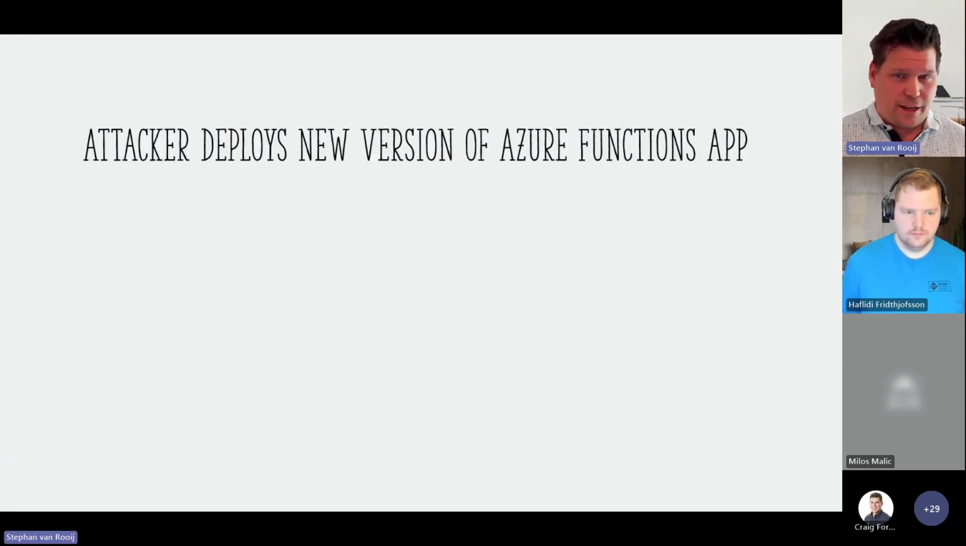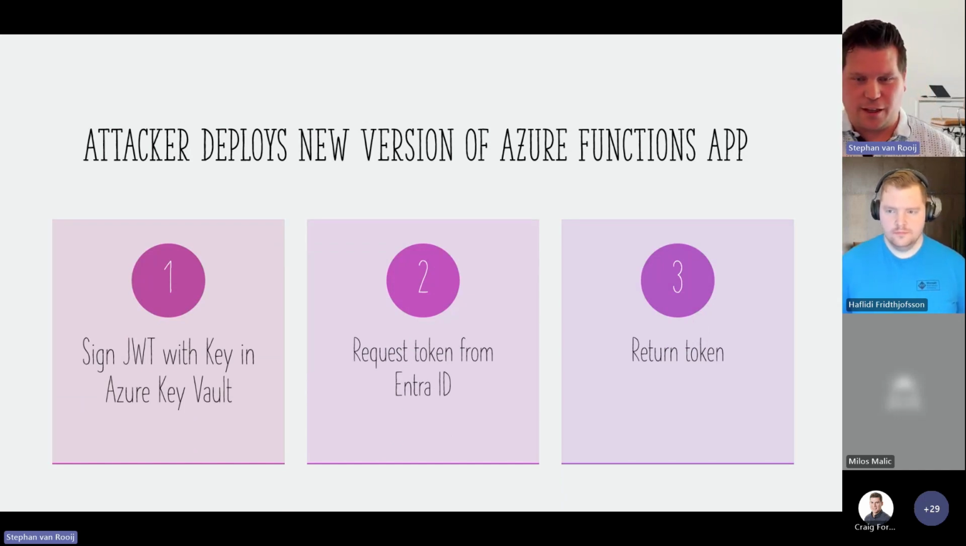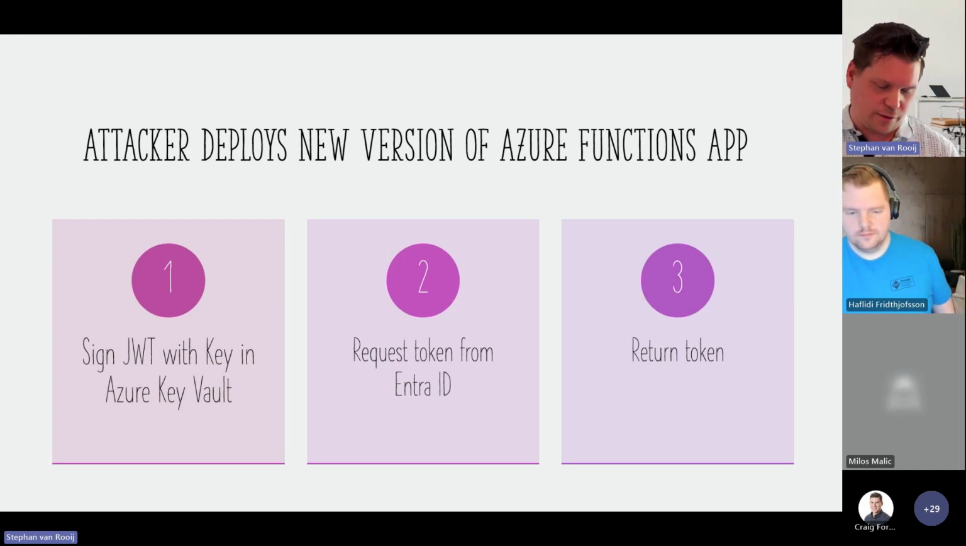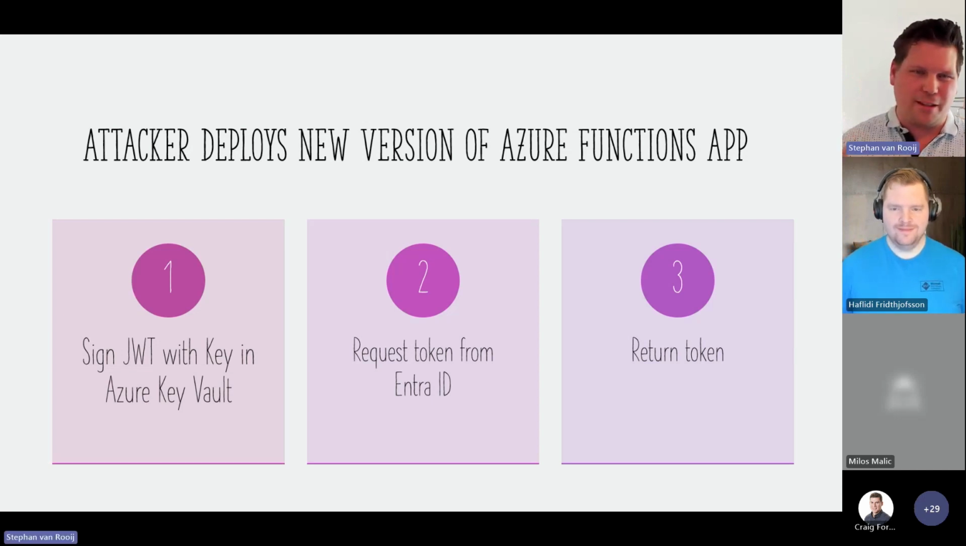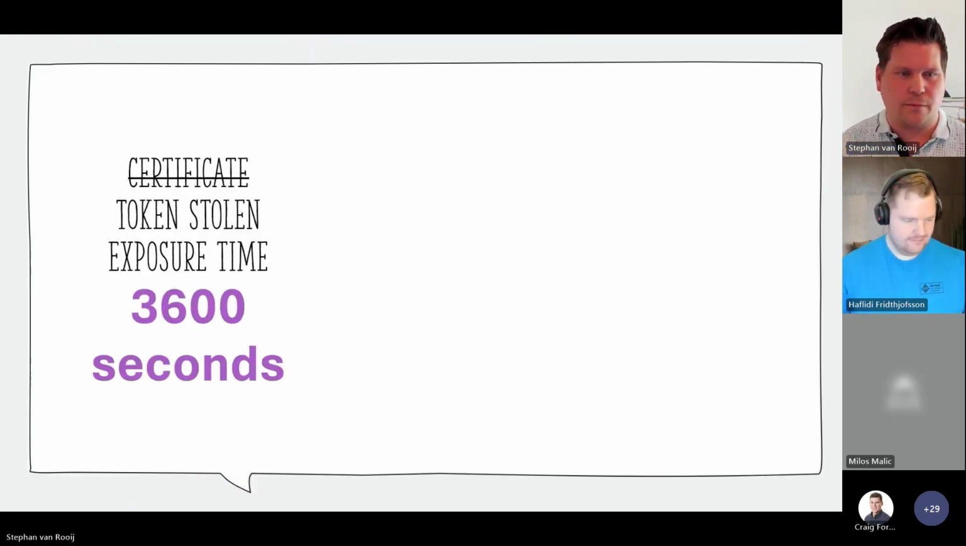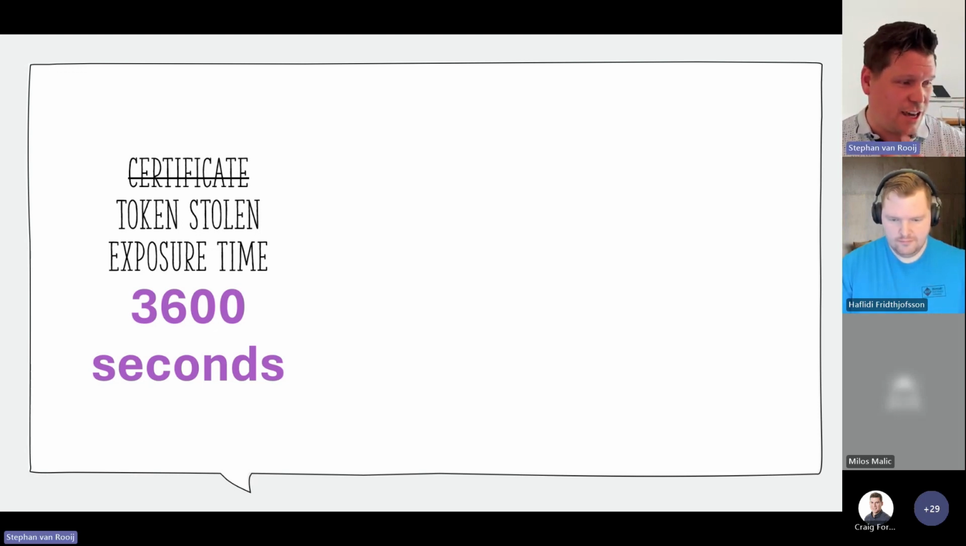Okay, so we have a new attacker. They deploy a new Azure function, sign the JWT with the key in the Key Vault, request the token from Entra, and return the token. I hope they never attack our Azure Function app, but in this case, we are only exposed for 3,600 seconds, which is the default lifetime of the token. They will not be able to export the certificate. Even I, as an admin of the Key Vault, cannot export the certificate.